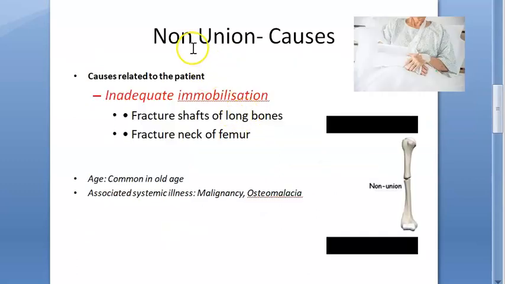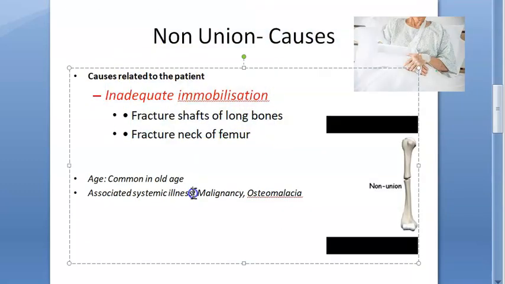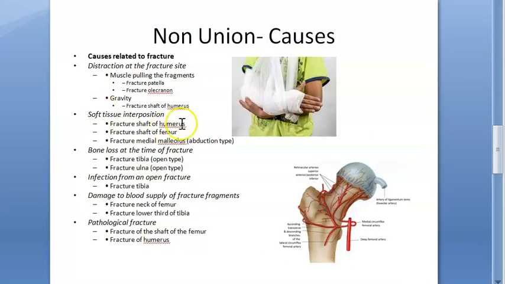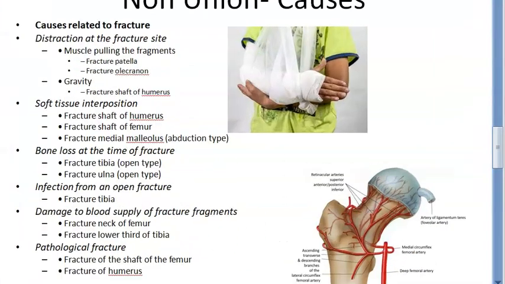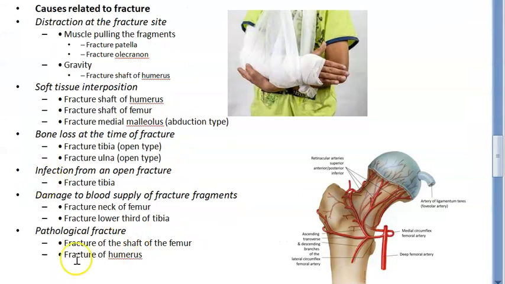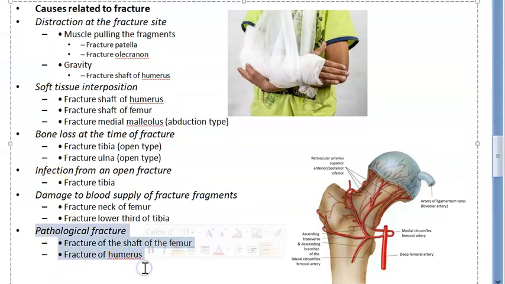So we have looked at the causes of non-union related to the patient: old age, etc., malignancies, osteomalacia. The fracture itself: some muscles are pulling the fragments, gravity, soft tissue can get in between, there can be bone loss, there can be infection because of open fracture, or there can be a pathological fracture. Again, that is something related to the patient, I would say. Why is pathologic fracture here?